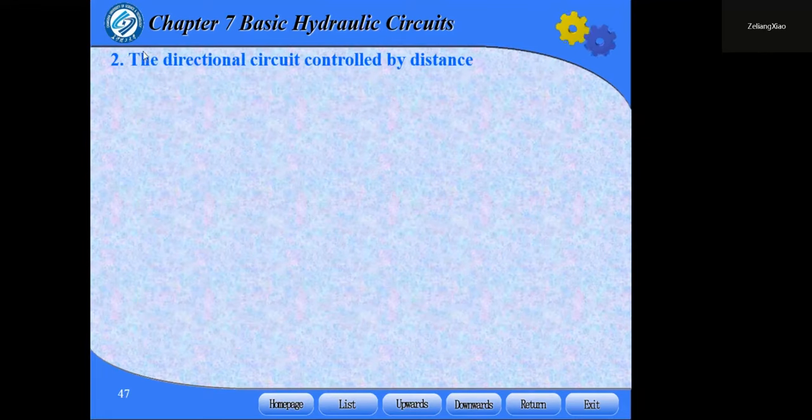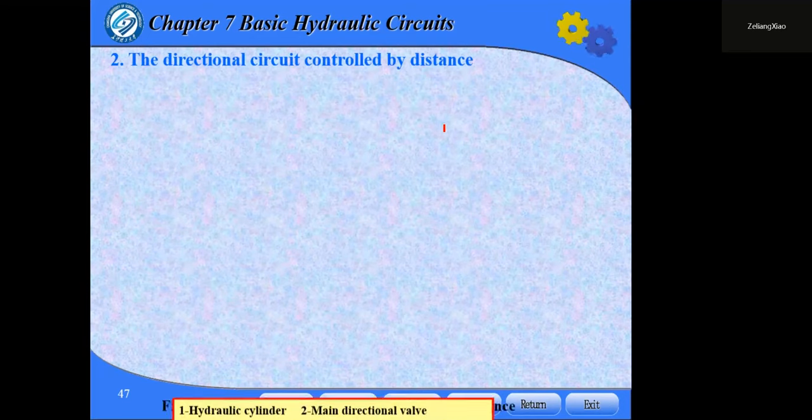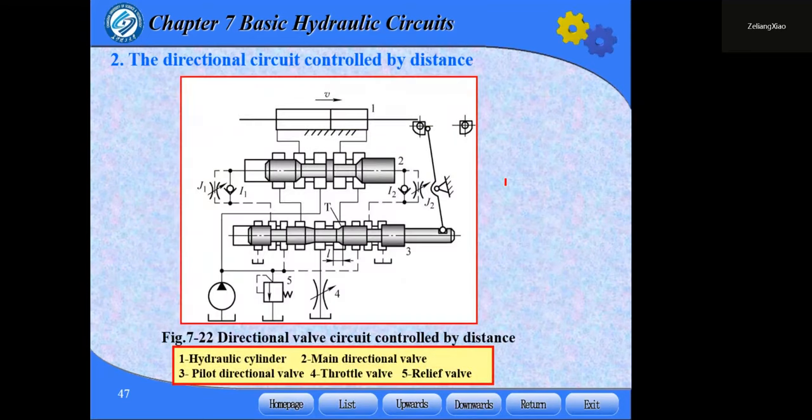Another type of directional circuit is controlled by distance. So we can see the figure: the directional valve circuit controlled by distance. And then we can see the components. One is the hydraulic cylinder. Two is the main directional valve, and three is the pilot directional valve. Four, J1 and J2, are the throttle valves, and five is the relief valve. I2 is the check valve.